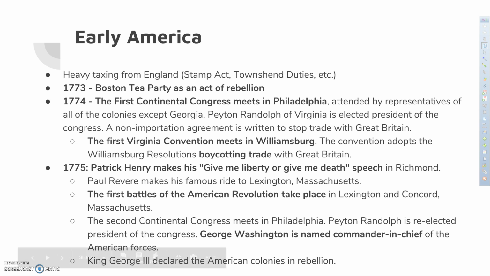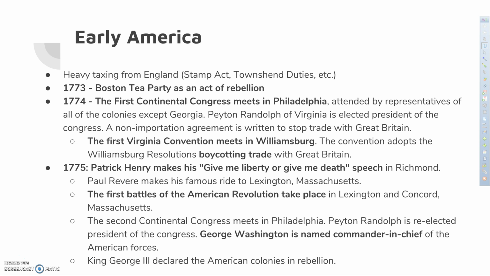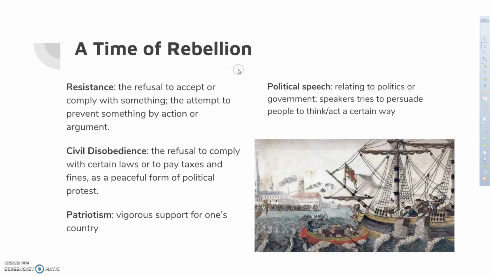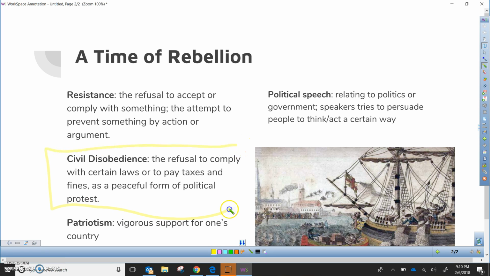All right, so first thing is first. I want you guys to look at your notes from early America. In your notes, you will have this definition of civil disobedience. You need that definition for your performance task. This is the question that I'm asking you. Civil disobedience is the refusal to comply with certain laws or to pay taxes and fines as a form of peaceful protest towards something political.